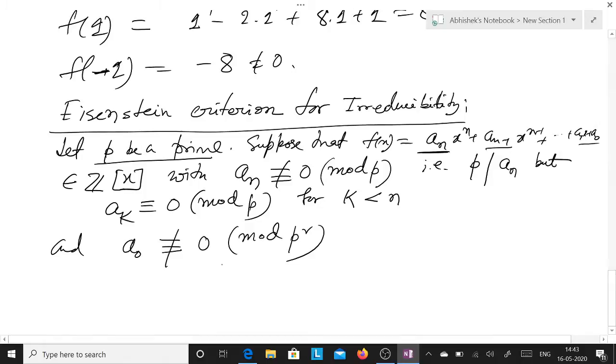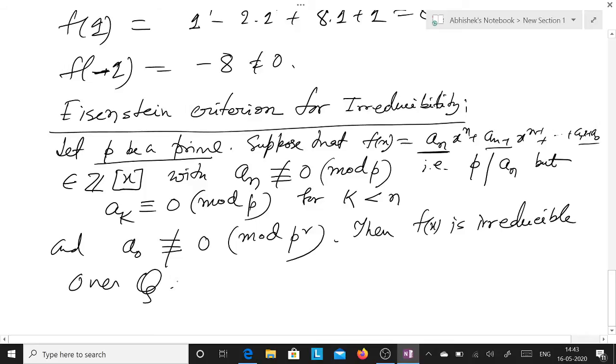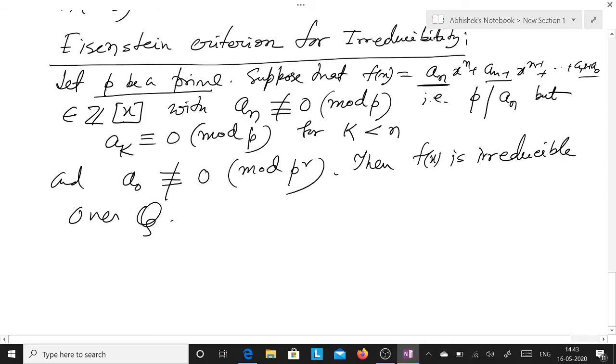So these are the conditions the Eisenstein criteria has, and if a polynomial satisfies these conditions with respect to a prime p, then the conclusion is that f(x) is irreducible over Q. So the conclusion is f(x) is irreducible over Q.